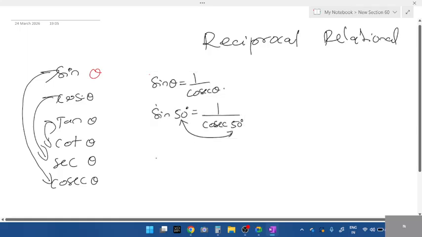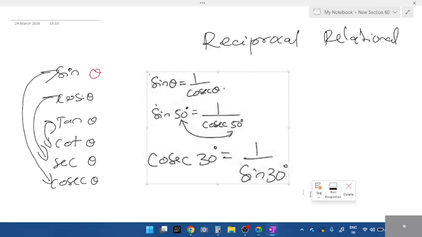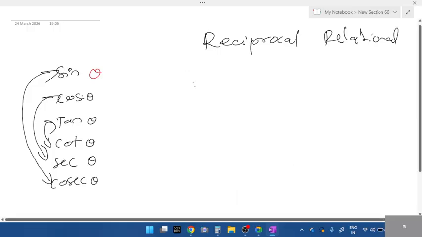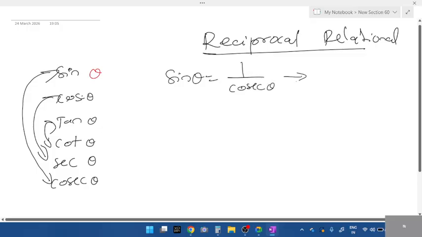In the same way, if I write cosec 30 degrees, what's the reciprocal for cosec 30, students? 1 by sin 30. This is the reciprocal relation. Write reciprocal relation, take down the formula. Sin theta is 1 by cosec theta, or you can write cosec theta is 1 by sin theta. Both are same.